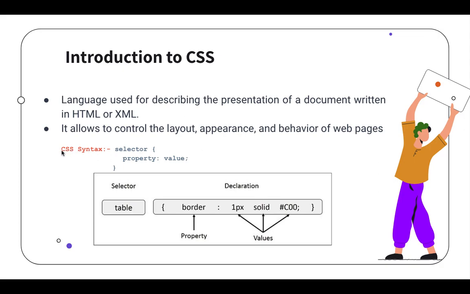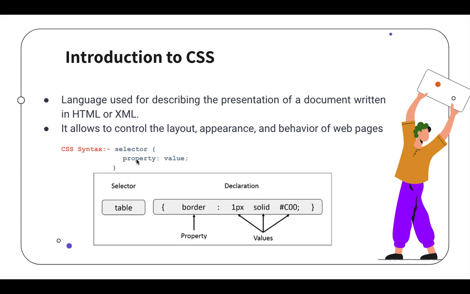If you see the CSS syntax, it has a selector. A selector is an element or an attribute. All those things can be a selector. Then an open curly bracket, then properties and values. Many properties are available.